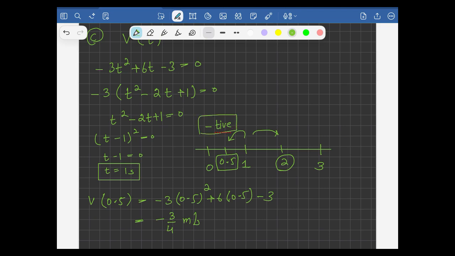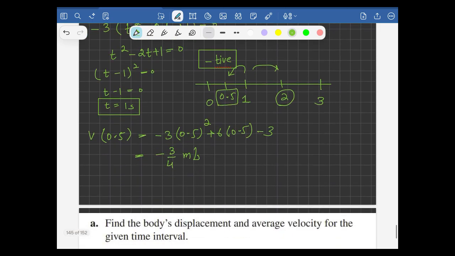Let's look at the right hand side, where we need to substitute the velocity at 2. Minus 3 into 2 squared plus 6 into 2 minus 3. Okay, this is again a negative value, minus 3 meters per second. So on either side we got negative values.